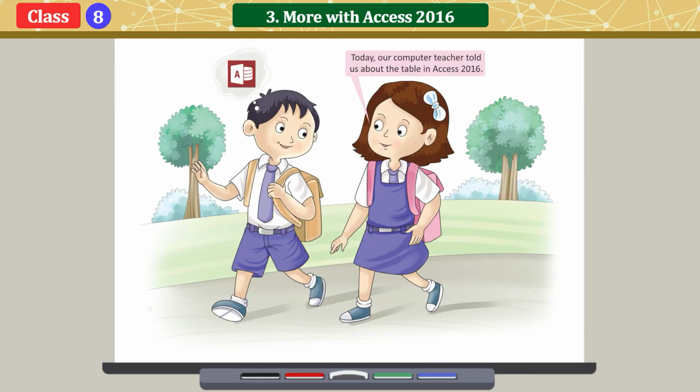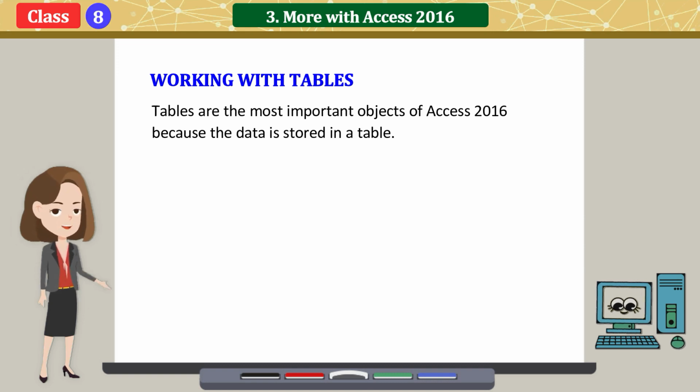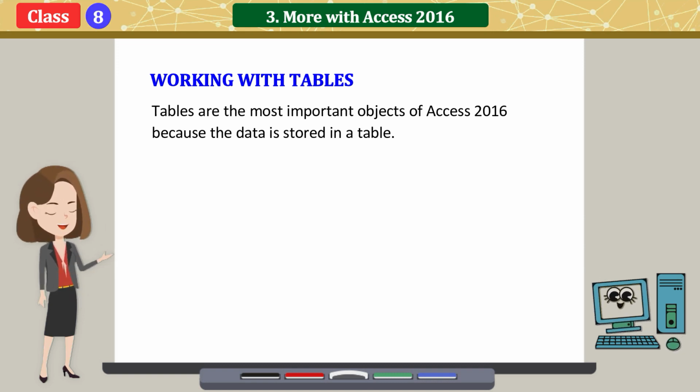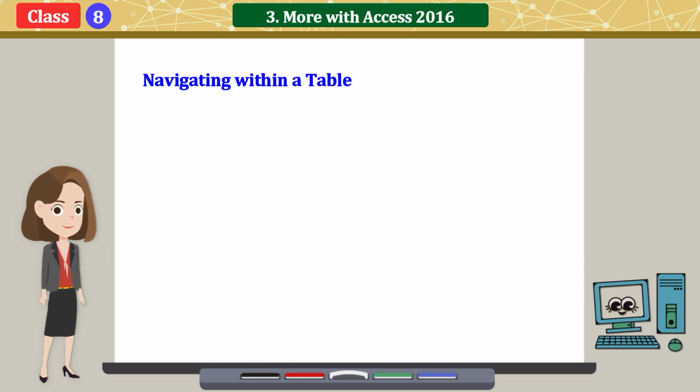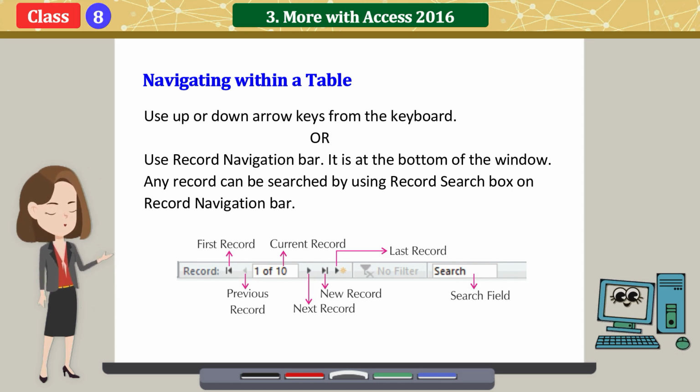Today, our computer teacher told us about the table in Access 2016. Working with tables. Tables are the most important objects of Access 2016 because the data is stored in a table. Navigating within a table. Use up or down arrow keys from the keyboard, or use the record navigation bar. It is at the bottom of the window. Any record can be searched by using the record search box on the record navigation bar.